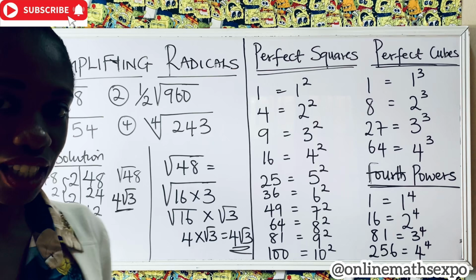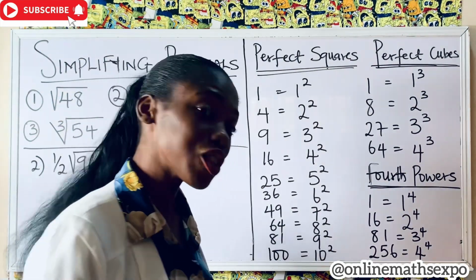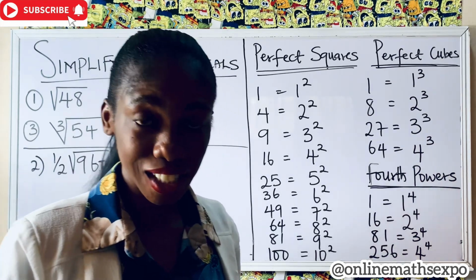Now, if that is understood, let's look at example 2. For this example 2, we are going to go by our prime factorization method.